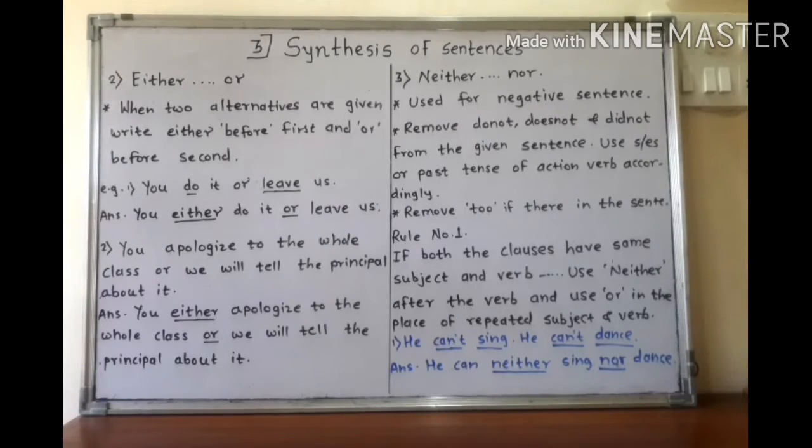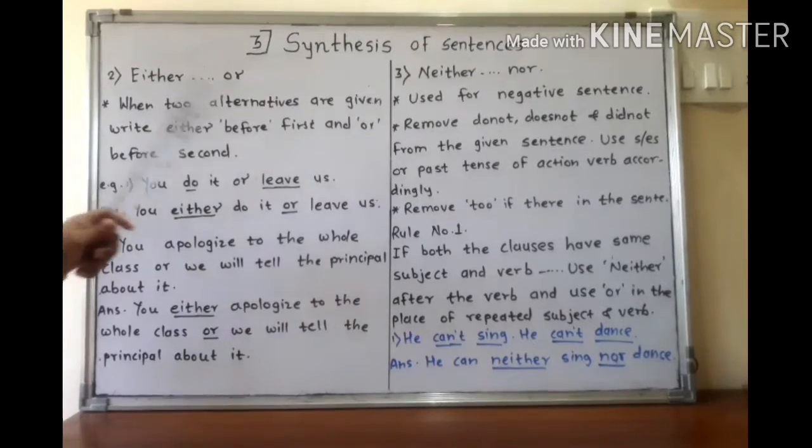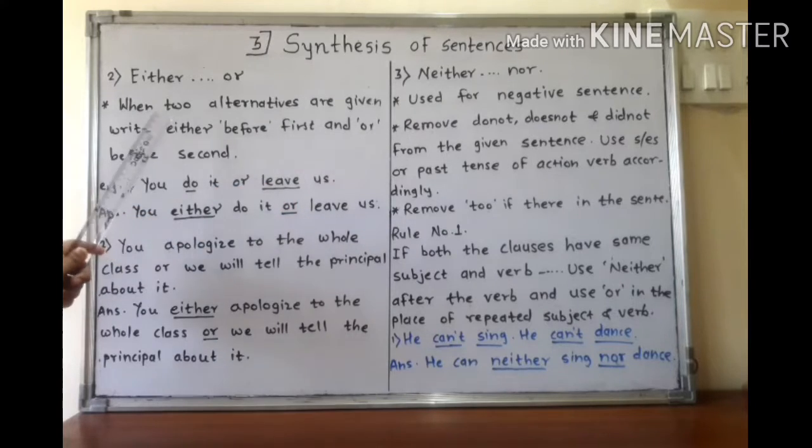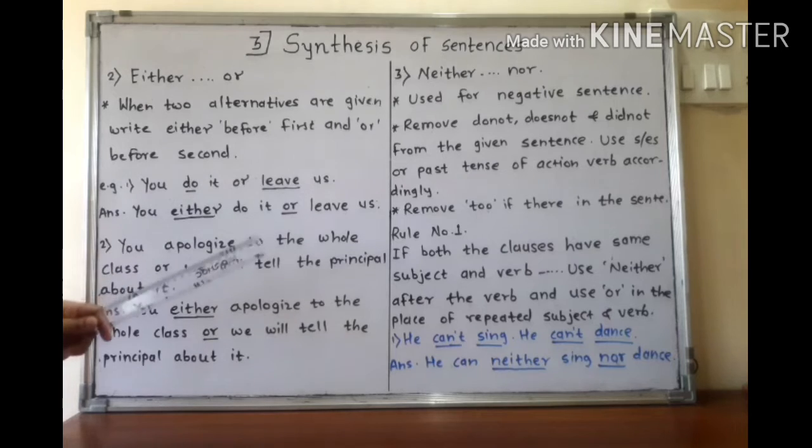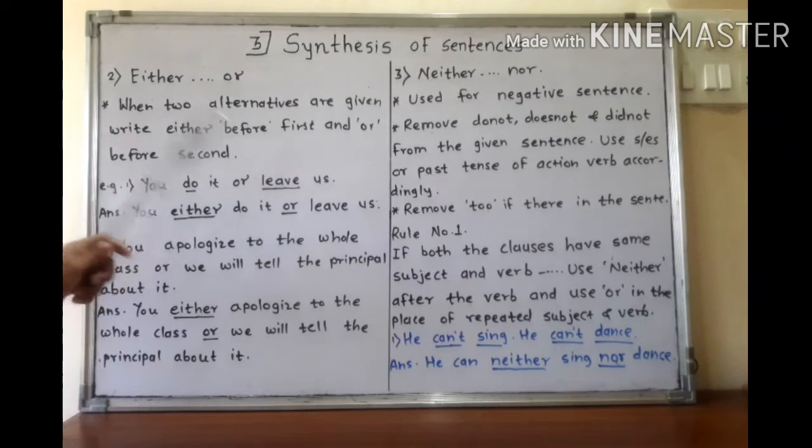In this video, we are going to study either or and neither nor. Either or and neither nor, when it is used. Either or: when two alternatives are given, write either before the first and or before the second alternative. Anytime the choice is given to you, then before the first choice or first alternative, use either, and before another alternative, write or, and make the sentence.